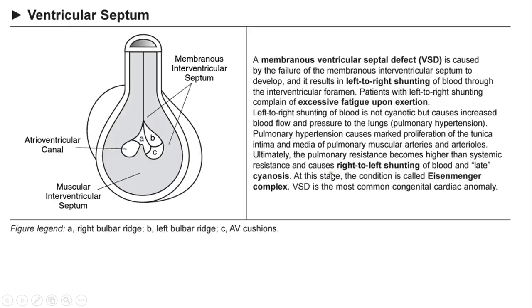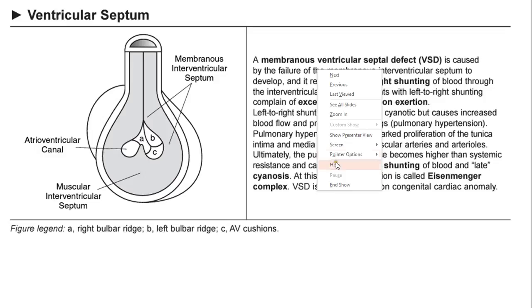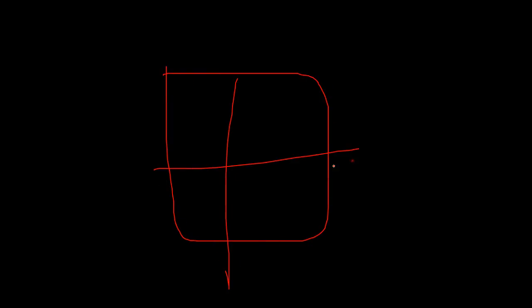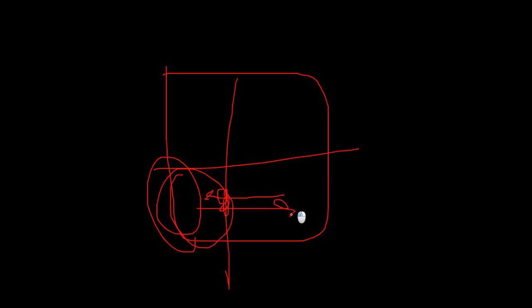These are just layers, just describing things. Basically, the pulmonary resistance becomes higher than systemic resistance, which causes right to left shunt of blood and late cyanosis. Originally, the blood was going from here to here, where the hole is, until the pressure here gets so high that it pushes it this way, and then you get cyanosis.